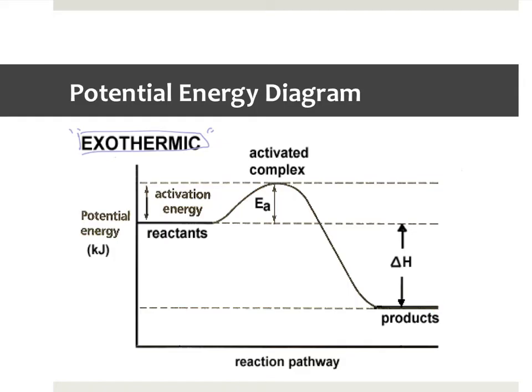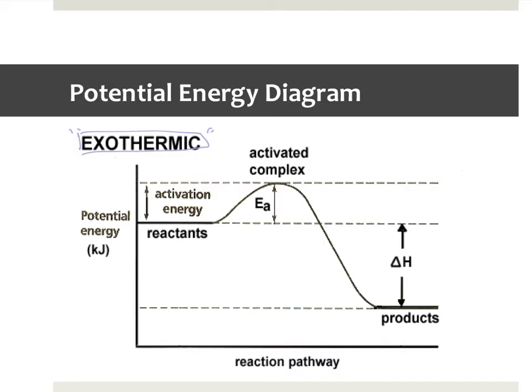And because it's exothermic, we release all this energy, and we end up with less than what we started. So right here, our delta H is the difference between products and reactants. We should end up with a negative value, therefore it's exothermic. Remember, activation energy is from where you start to the top.